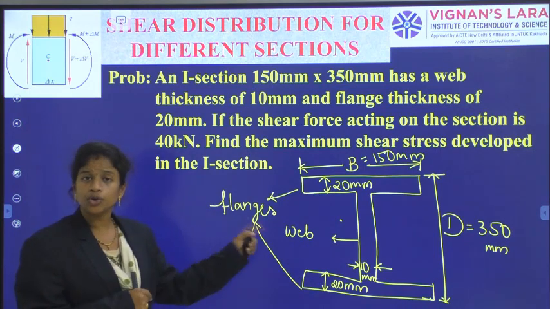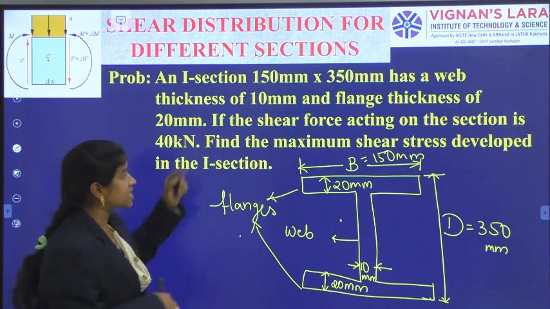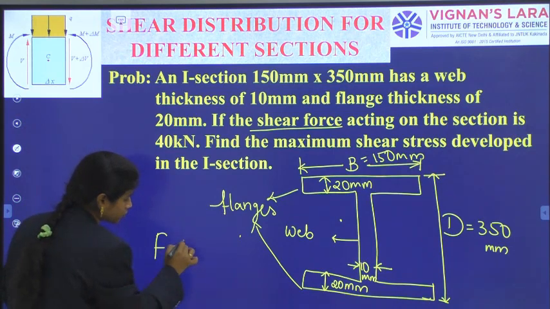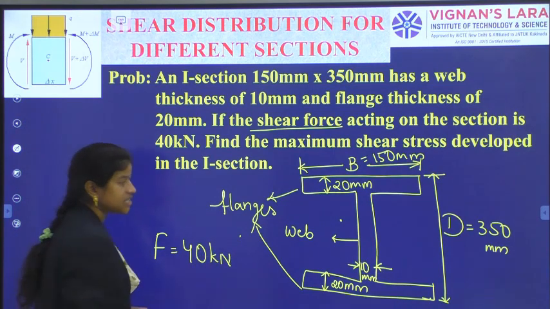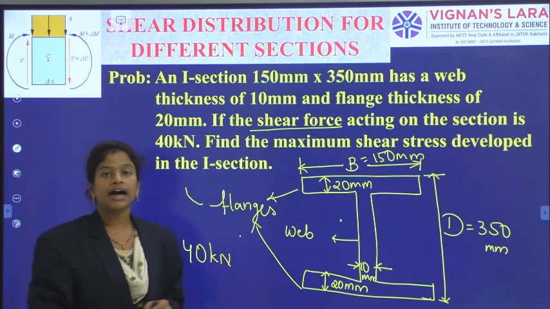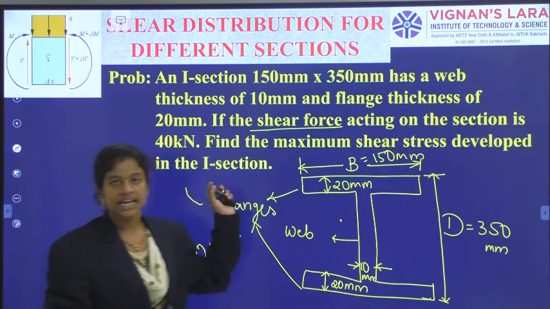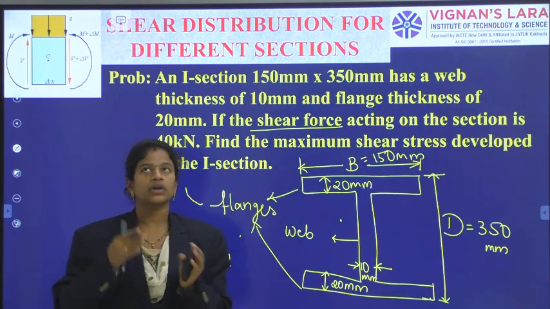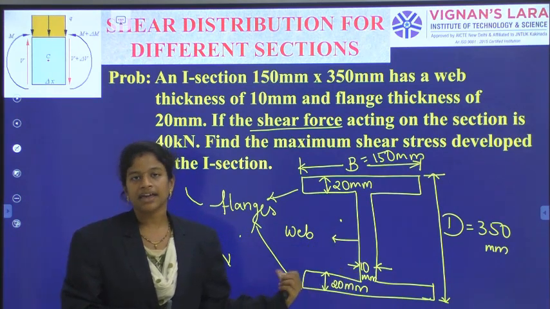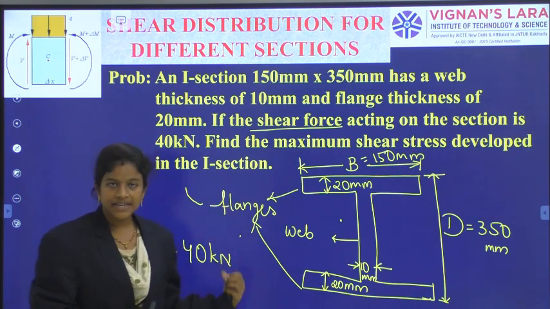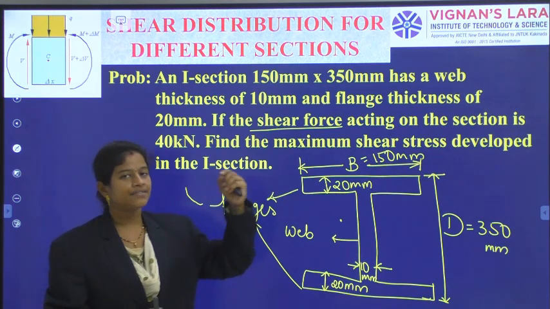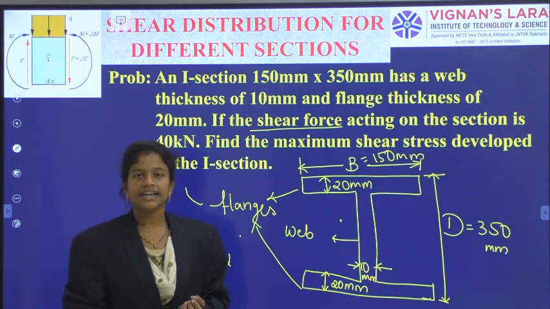Now, what should we do for this I section? The shear force acting at the section is 40 kilonewtons. They have given the shearing force acting at the section, and we have to find the maximum shear stress developed in the I section. Shear stress we calculate from the formula tau equals F A y bar divided by I into b, where capital F is the shearing force acting at the section and tau is the shear stress at the level where we are calculating. At that position it will give the answer.